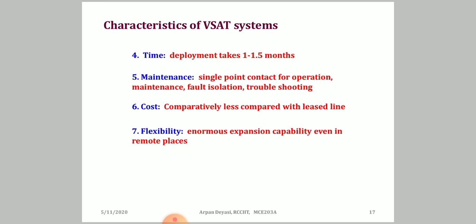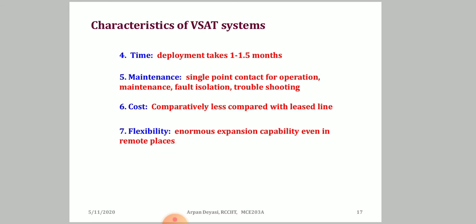Deployment time takes very little, maybe 30 to 45 days. Maintenance, it's a single point of contact for operation. Maintenance, fault isolation, troubleshooting, everything you have to consider as a single point. So there will be some SPOC for that. Cost is comparatively less compared with the leased line. That's why people are going for VSAT. And flexibility, it has enormous expansion capacity in remote places. So where remote places require some internet access, people always go for VSAT instead of leased line.